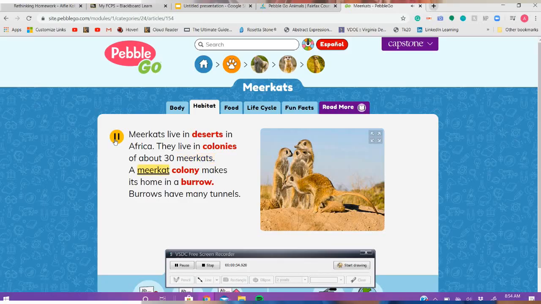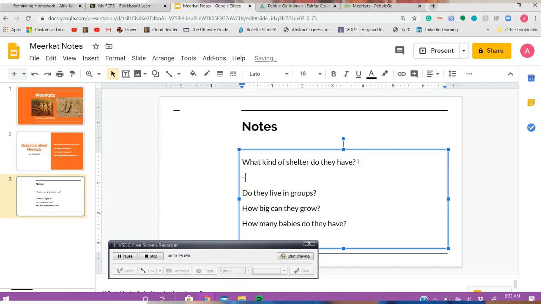And which part of what we just read answers our question? Let's go back to our question. What kind of shelter do they have? So, shelter, home. What kind of home do they have? A meerkat colony makes its home in a burrow. So, they make their home in a burrow. So, meerkats live in burrows.